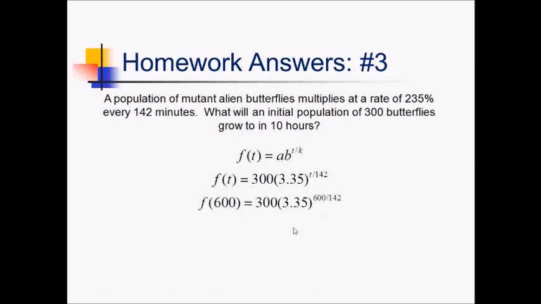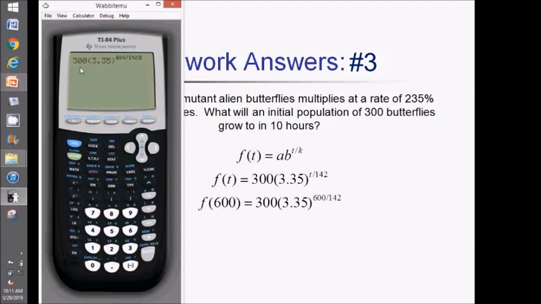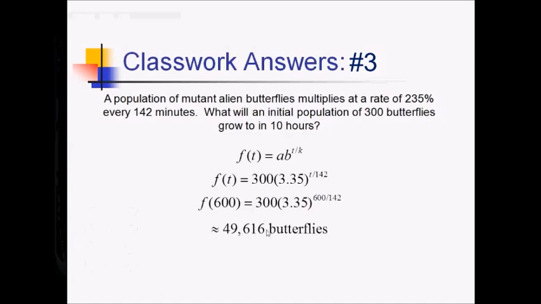And let's use the calculator for this now. So here's everything entered, and this is probably going to be a very large number. And it is. So this comes out to 49,615.9, or actually, let's round that up, 49,616. And that's going to be mutant butterflies.